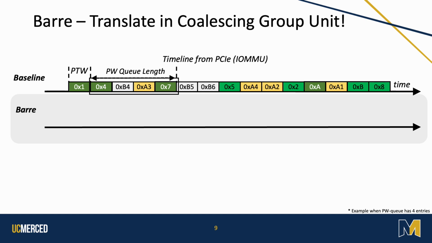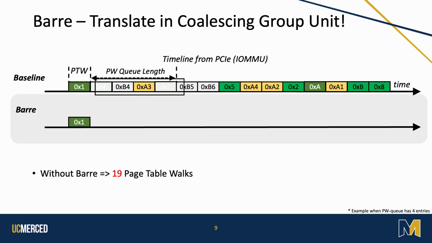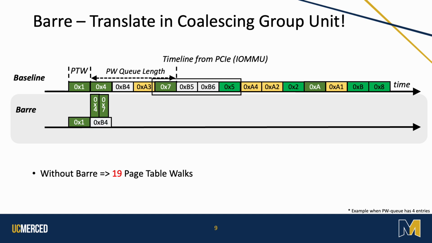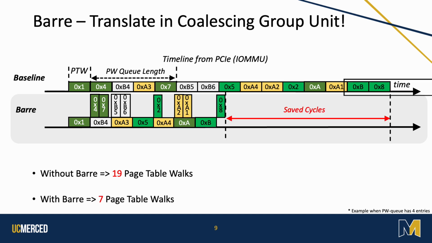Now let's see how such a coalescing scheme can benefit the performance. In the baseline architecture, to translate all 19 pages, assuming L2 TLB misses, you require all 19 page table walks. However, with Barre, when we finish one translation, we can check the page walk queue and find if there is any pending translation request in the same coalescing group that can be inferred without the actual page table walks. Overall, with Barre, we are able to finish the same translation request sequence with only 7 page table walks.